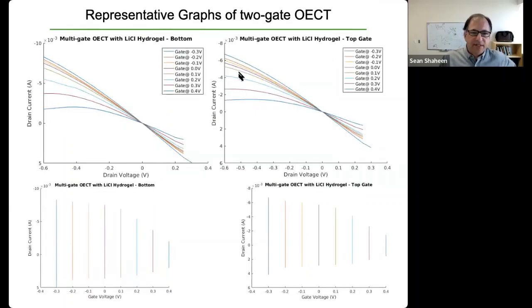Just to show that this can work, these are some of the performance curves for the multi-gate OECT with a hydrogel electrolyte. It's not obvious that the hydrogel would work because the ion diffusion is a lot slower in the hydrogel, but it does work reasonably well. You can get something that looks like a standard transistor function at different gate values here. Not perfect saturation, but it more or less works well in the triode regime, the linear regime of the OECT.